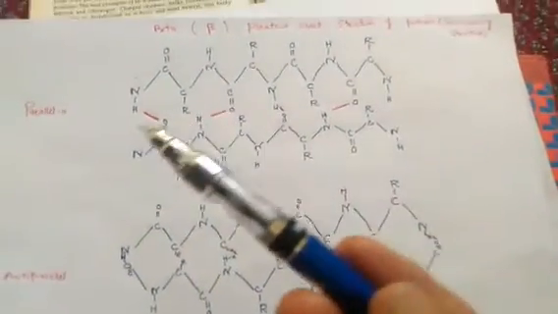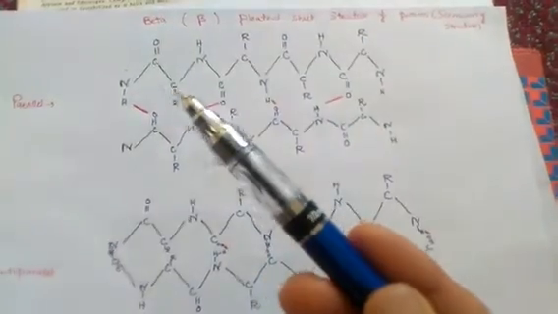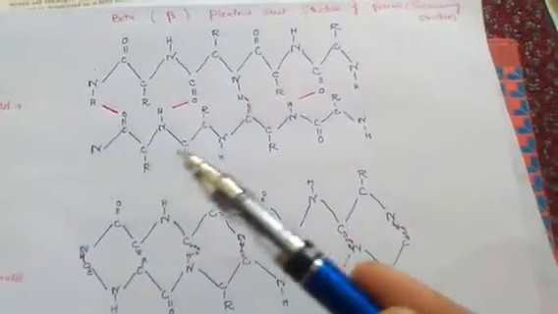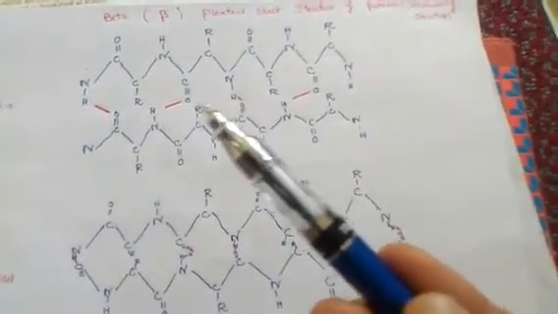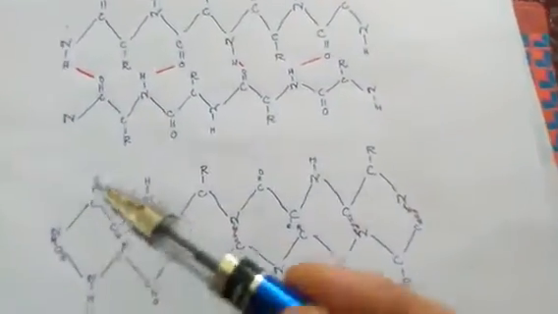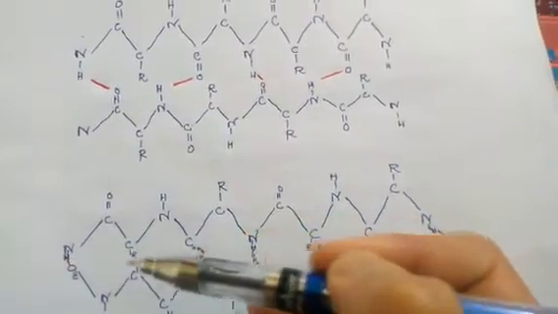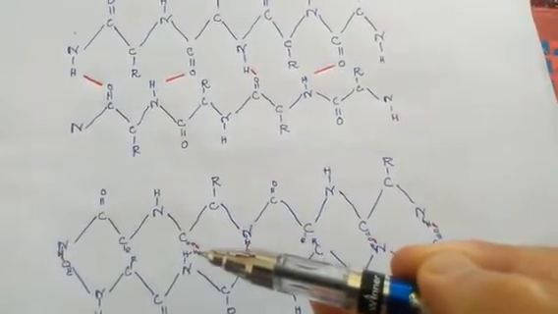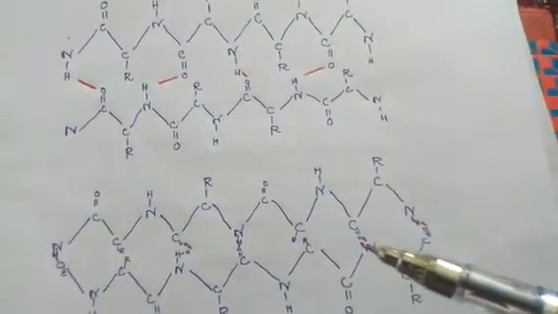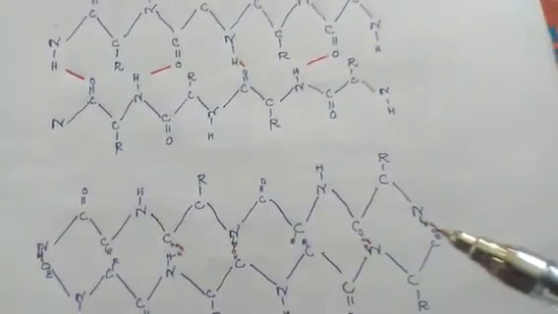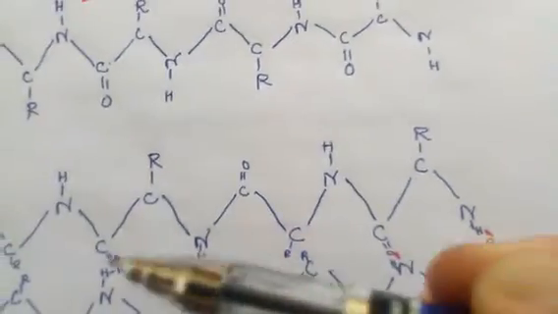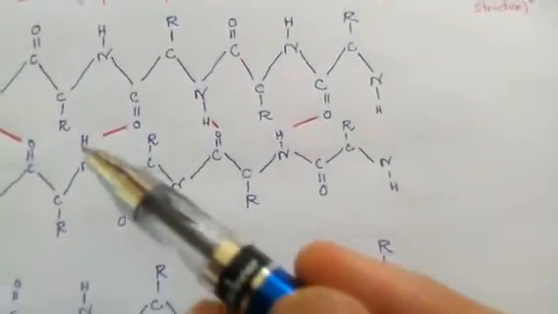Let us have a look at what this parallel beta pleated sheet structure is. This is a polypeptide chain. This is a polypeptide chain. These are connected by this red line I have mentioned here. It is a hydrogen bond. Here it is also a red dot, between the carboxyl group CO and the amino group NH. This is hydrogen bonding, and this is hydrogen bonding.